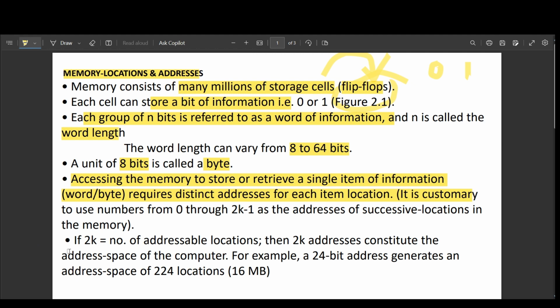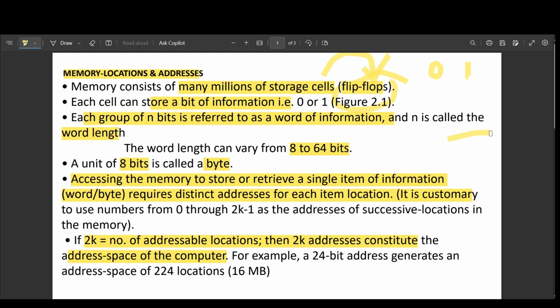The next point, we will see what is in the last point. If 2^k equals the number of addressable locations, then 2^k addresses constitute the address space of the computer. It is very simple, don't get confused. 2^k means the number of addressable locations.